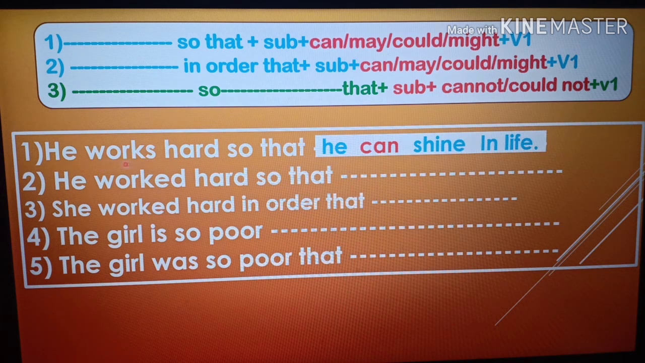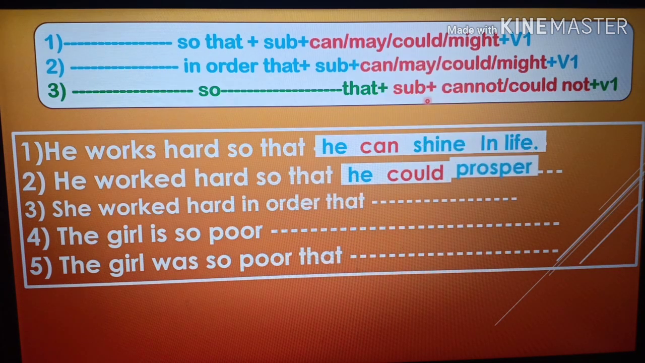This is the example just like the first one. The first one is in present indefinite, but the second one is in past indefinite. That's why at first we have to use subject he. Now, as it is in past indefinite, we have to use could or might. So, I have used here could. He worked hard so that he could prosper in life or shine in life. It's not a matter, anyone you can use. Now, go to the third one.